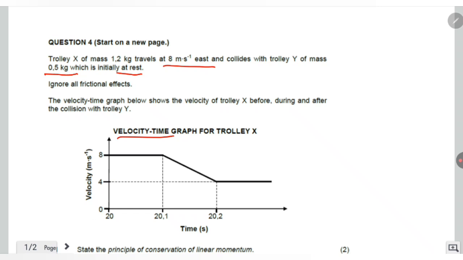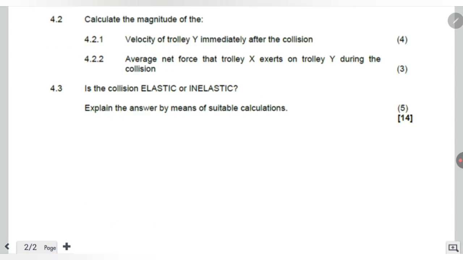So the values given on the y-axis are velocity. If you look at the graph, you can see trolley X was moving with a velocity of 8 meters per second from 20 seconds. Then at 20.1 seconds, you can see the velocity decreases. That's where the collision took place. And then what happens to the velocity now? It becomes 4. So first question, state the principle of conservation of linear momentum. You know that question. Second question, calculate the magnitude of velocity of trolley Y immediately after collision.